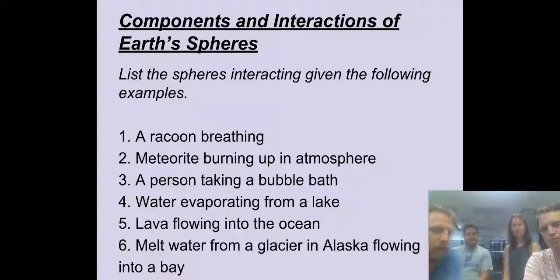All right, so one of the things we'll have to practice here is trying to see what type of interactions we see between the spheres. We'll give you guys one example, and then you want to pause the video and see if you can come up with the other ones.